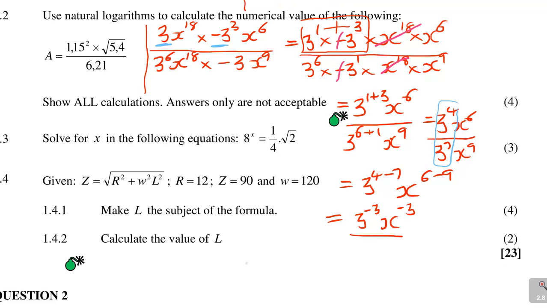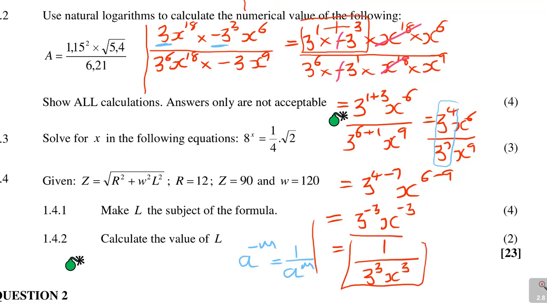There is also another law which says if you're given a to the power negative m, to get rid of that negative, you say 1 over a to the power of m. That's how you can get rid of that negative. So I can use the same here to say this is equal to 1 over 3 to the power of 3 x to the power of 3. So if I had worked it properly, this is supposed to be the answer.